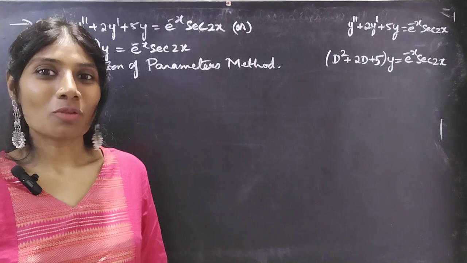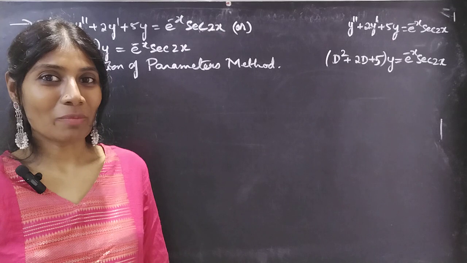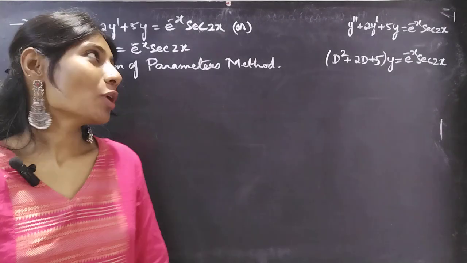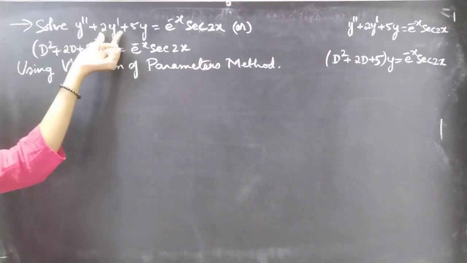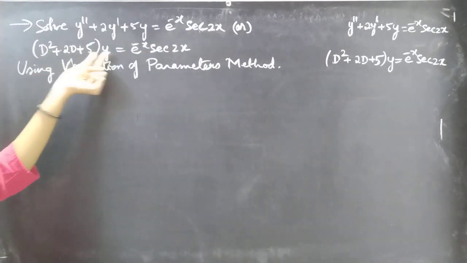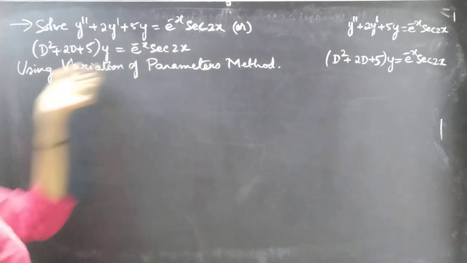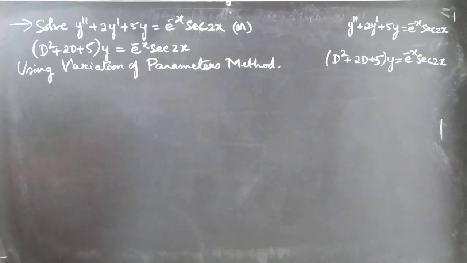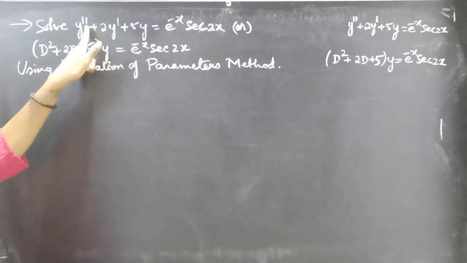In this video, we are going to solve a differential equation using the variation of parameters method. So let's get going. Problem: solve y double dash plus 2y dash plus 5y equal to e power minus x secant 2x, or (D square plus 2D plus 5) y equal to e power minus x secant 2x, using variation of parameters method. So we are given a differential equation of order 2.